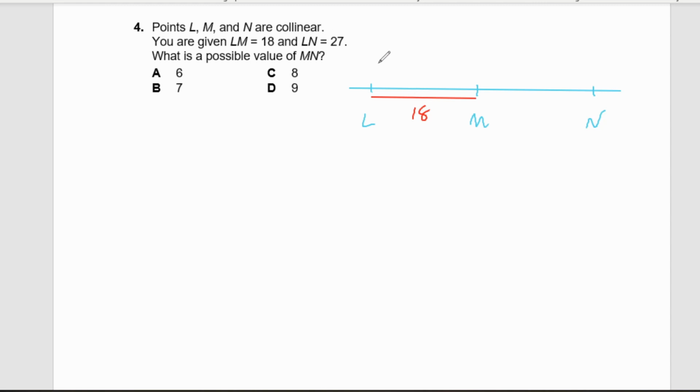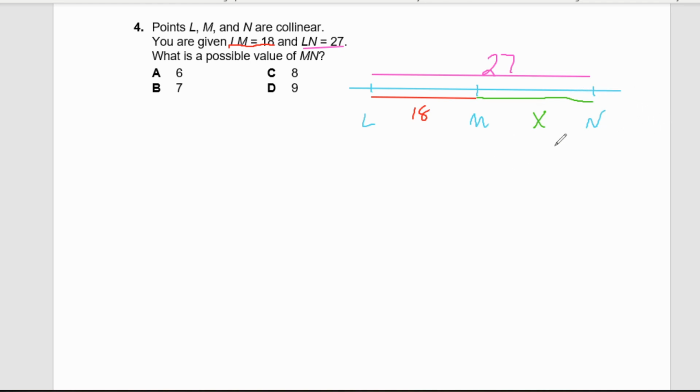And then LN, let me put this guy in red. LN is 27. So I'm just going to come down to the line that I drew. I'm going to see that LN is 27. So let me mark that. And it wants to know what's a possibility for MN. That means I start here and I travel to N, and that's my unknown value.